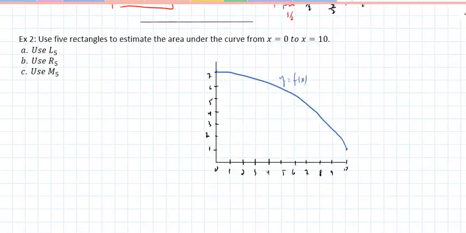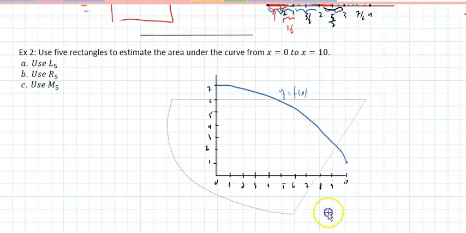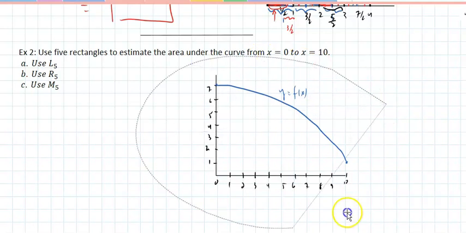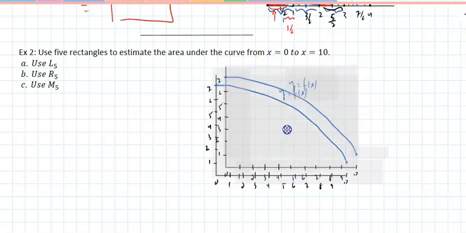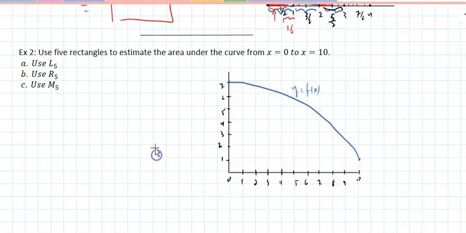I'd like to look at the next problem, and here it is. It says, use five rectangles to estimate the area under the curve from 0 to 10. The graph is given. Let me just adjust this so you can see it better. And adjustments, just put it right on the mark. Right there. Perfect.